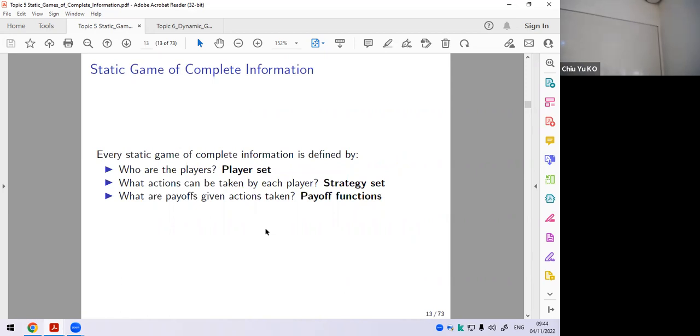Okay, how to define the game, and it always starts with 3 elements: player set, strategy set, and payoff function. The player set just defines who the players actually are. It's very important because of our interactive decision theory. We have to be very clear who the players are. And how do you define the strategy? And how do you define the payoff function? It is very important. You have to make it very clear what the payoffs are for every agent.